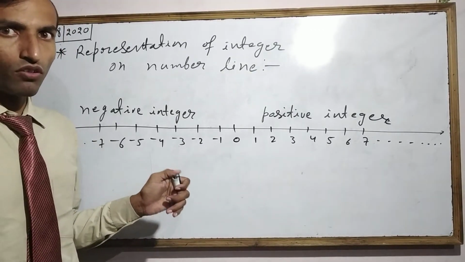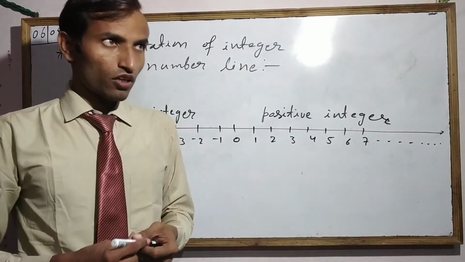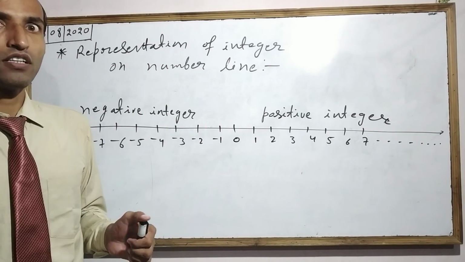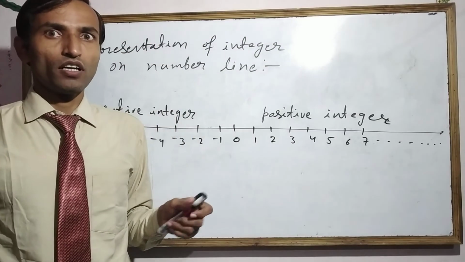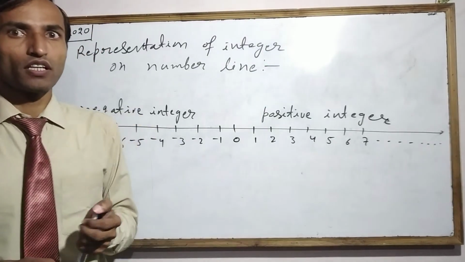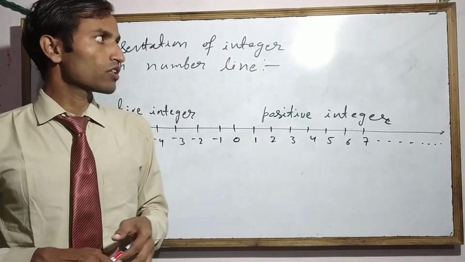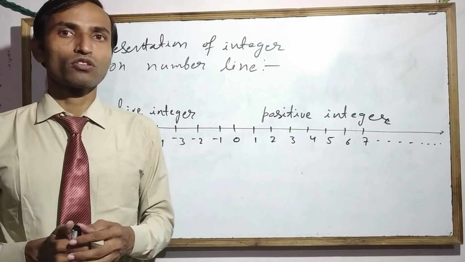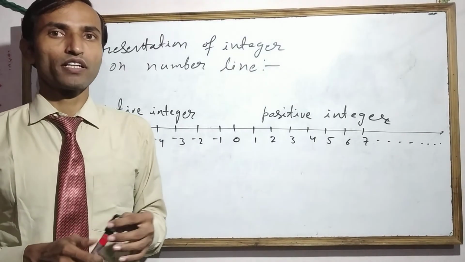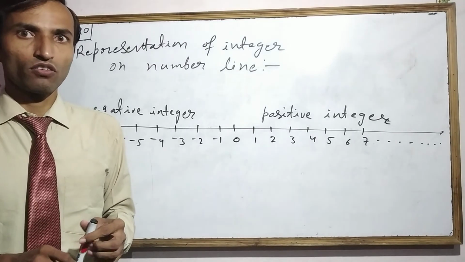Okay. So with this our integer chapter is finished, and we have to do the exercise based on this topic, and whatever word problems are also given, we just have to add and subtract and multiply, divide. That's okay. That's all.